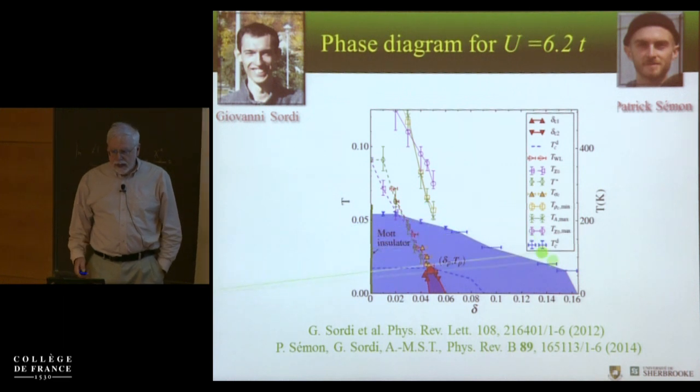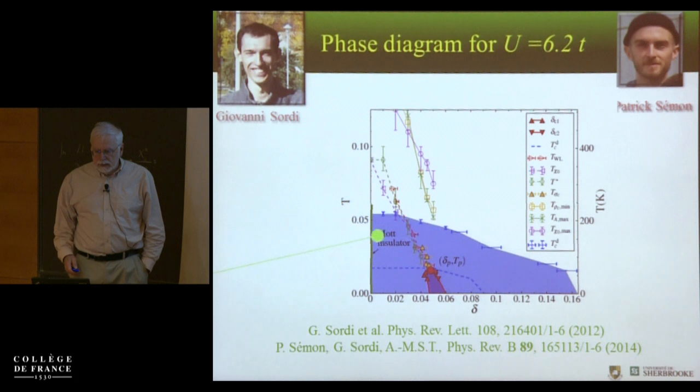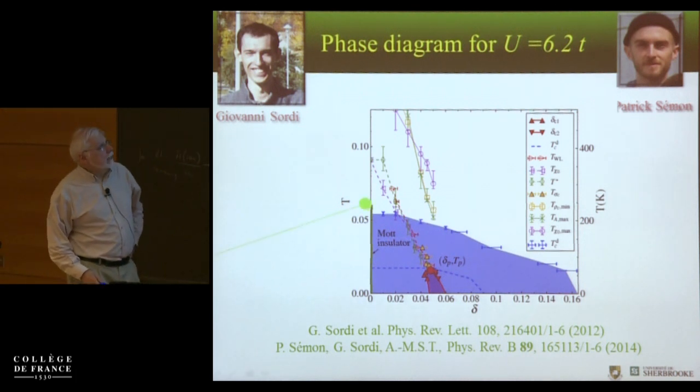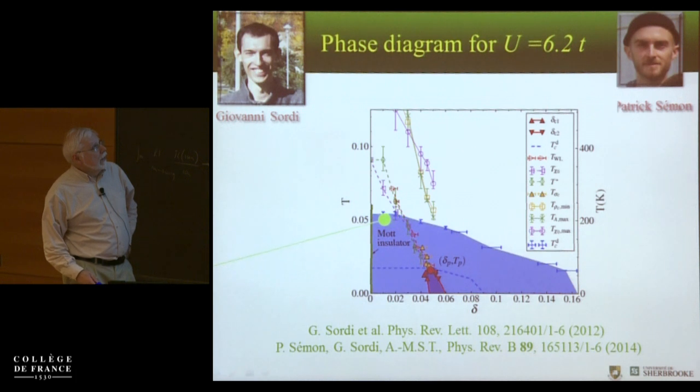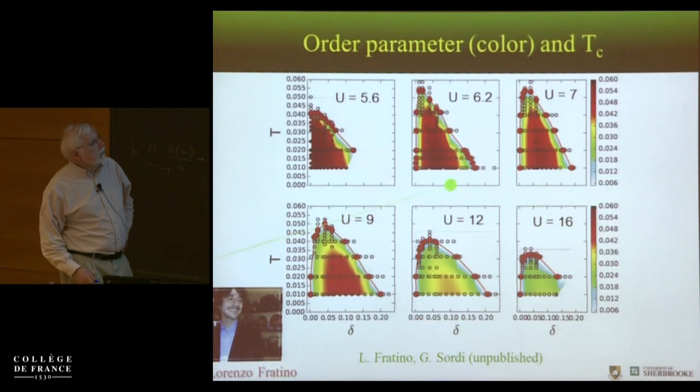So this is where we find the superconductivity in these methods. And when we wrote this, we left open how it goes to half filling. There's clearly no superconductivity at half filling because of the Mott gap, but it can go in a first order way or just very quickly. And these are more recent calculations by the student of Giovanni.